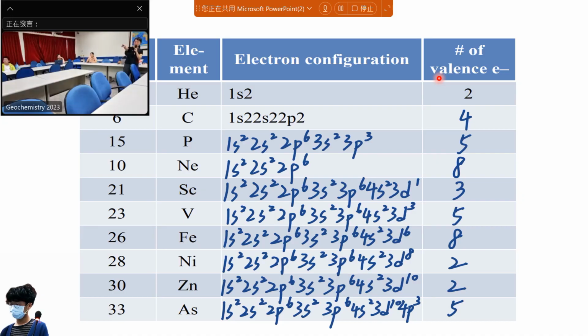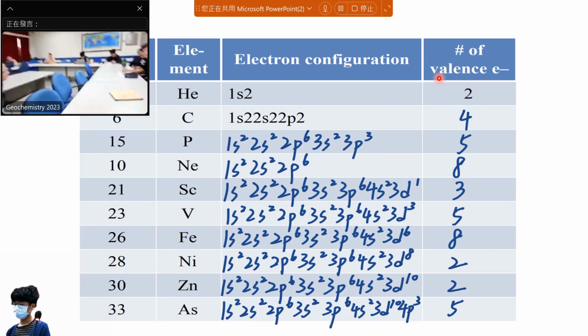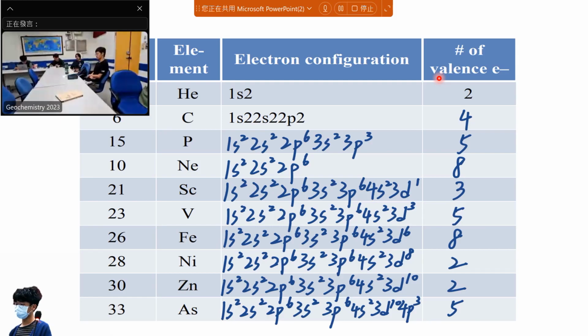And Tiffany said, neon has a valence shell electron number of 6, while Charlie has 8. Which one is correct? Of course, 8 is correct. Neon is one of the inert gases. Why are they inert? They obey the octet rule. That means their valence shell electron numbers are all 8. Therefore, they are satisfied. Because they are satisfied, they don't react with others.